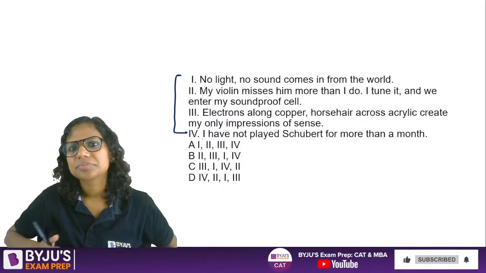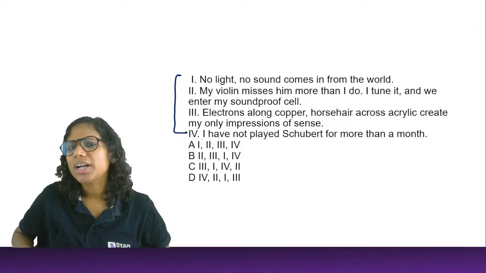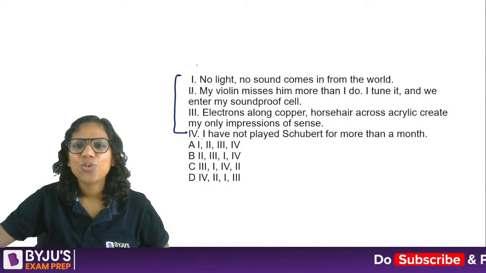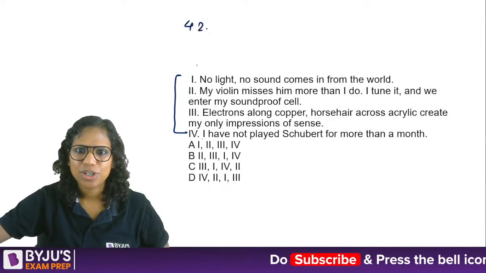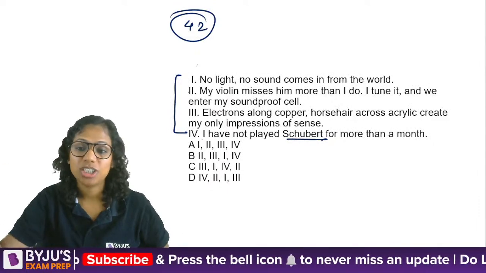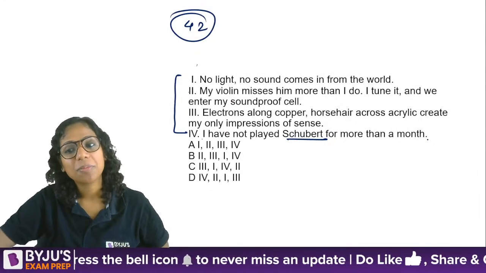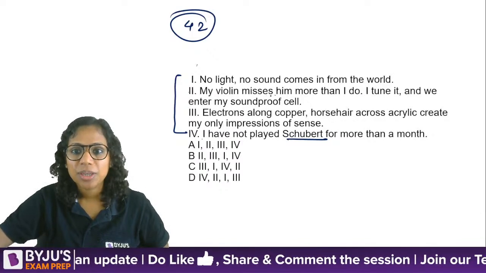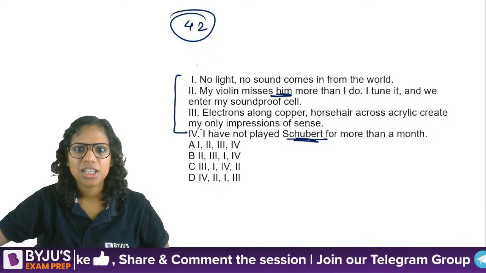Okay. Hmm. Why? Why C? See, 4 and 2 is a pair, right? 4 and 2 is a pair. "I have not played Schubert for more than a month. My violin misses him more than I do." Okay, him. Who is this him? This guy, right? So 4, 2.